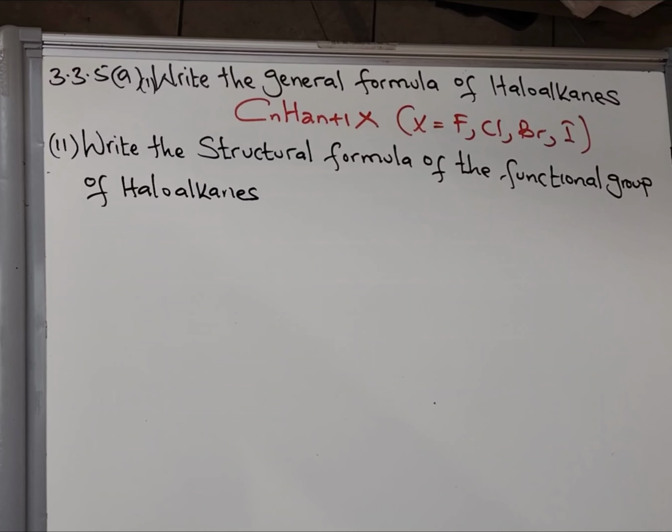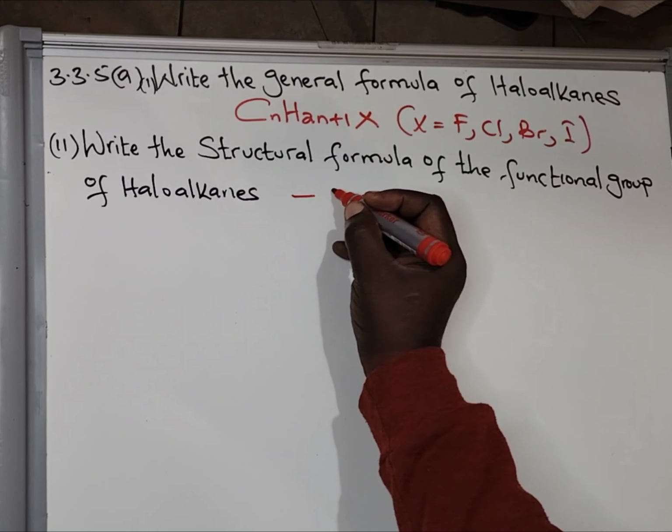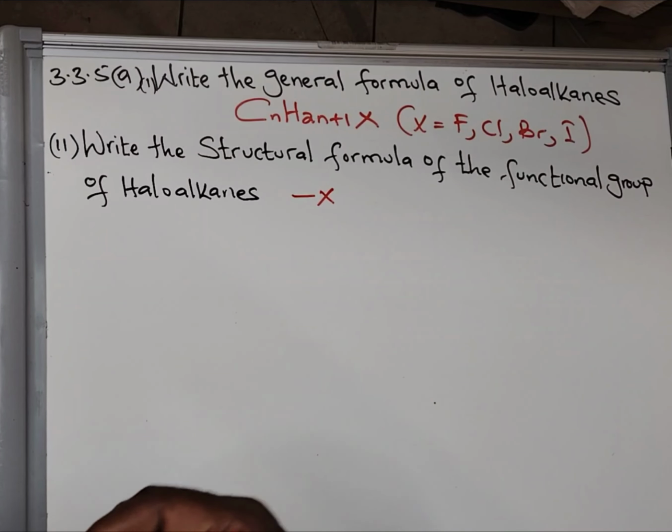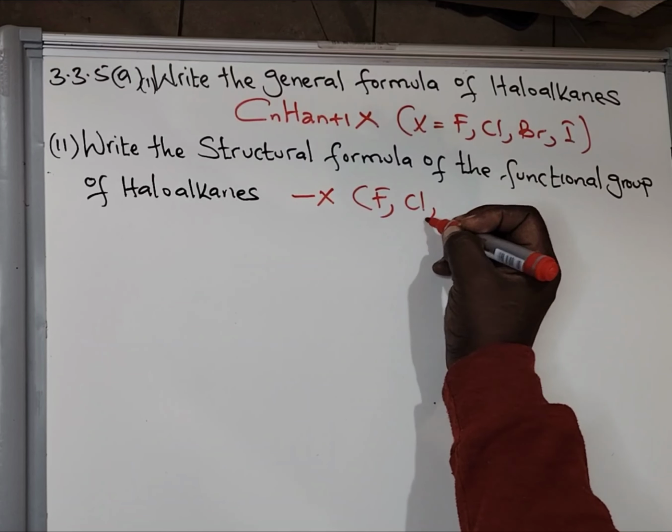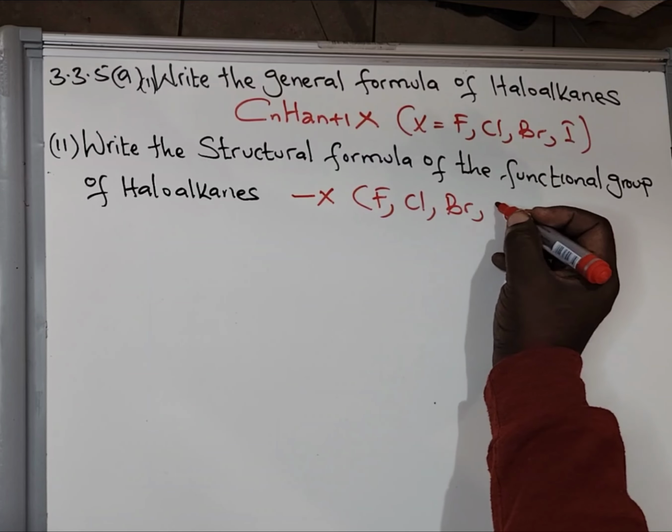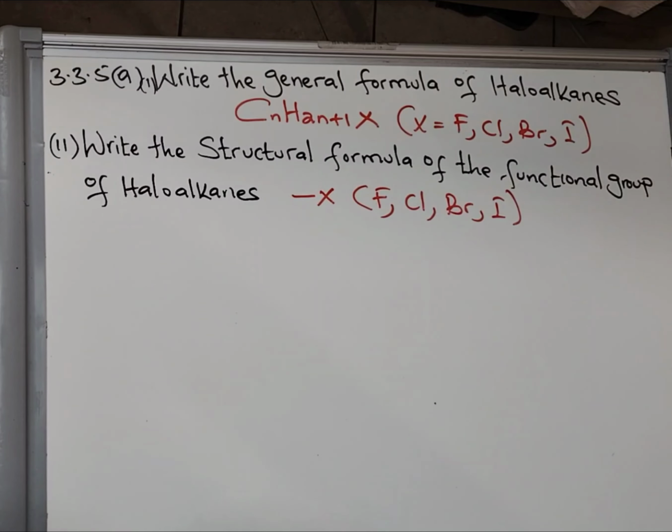So comes this question. It says, write the structure formula of the functional group of haloalkanes. Okay, you have to know that haloalkanes simply consist of a halogen. So the structure formula is X, where X stands for a fluorine, chlorine, bromine, or iodine atom.